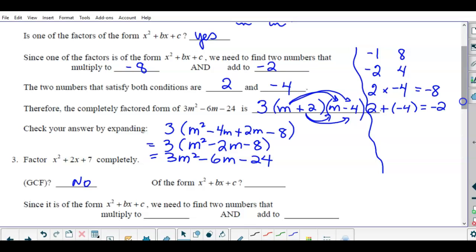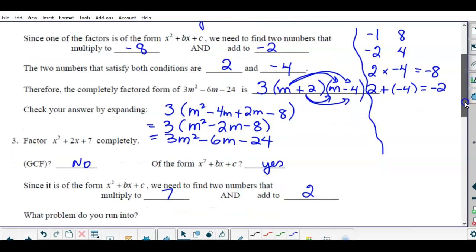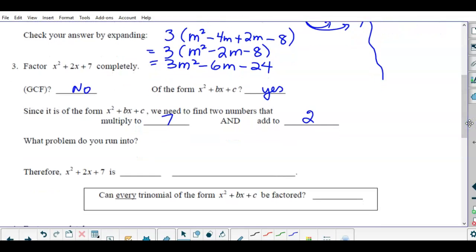Is it an x squared, an x, and a constant? Yes. Okay. So we need to find two numbers that multiply to 7 and add to 2. Well, if you are dealing with a prime number, like 7, the only choice is 1 times 7 or negative 1 times negative 7. Neither of those add to 2. No.